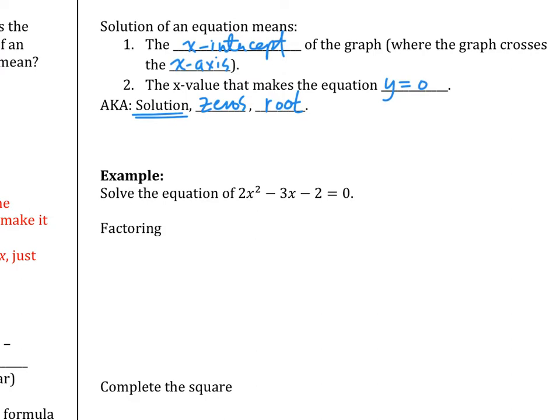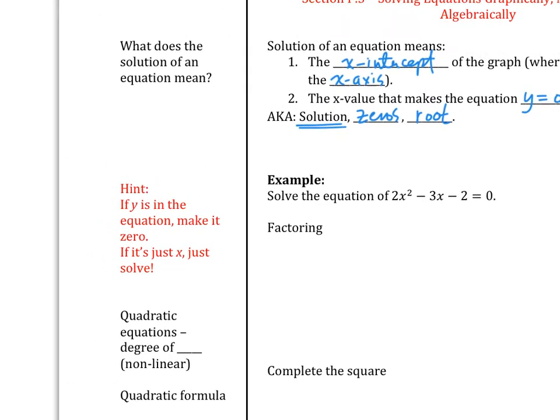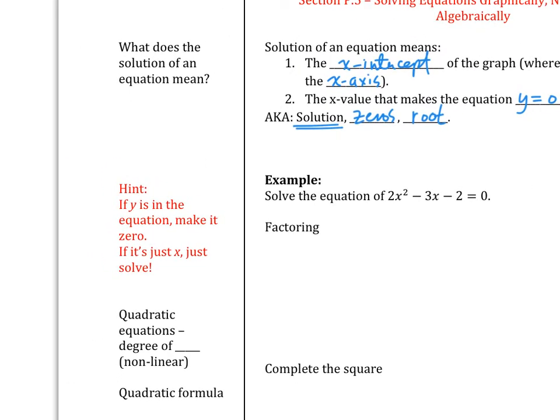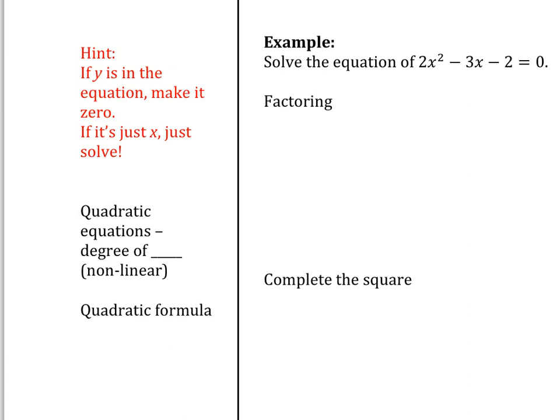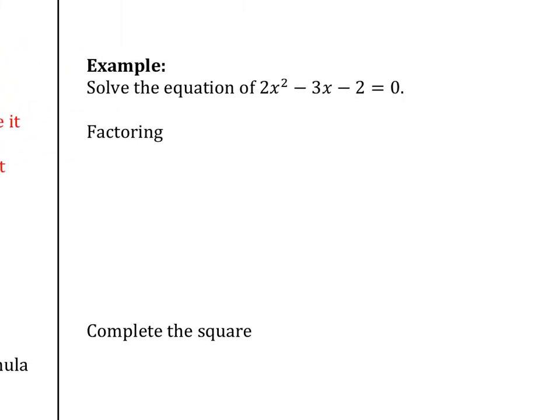Okay, so let's try this question. 2x squared minus 3x minus 2 equals 0, and we're going to solve it. We're at the point where we're doing quadratic equations. Quadratic, remember, means degree of 2, and that is nonlinear. All right, let's try to solve it by factoring.